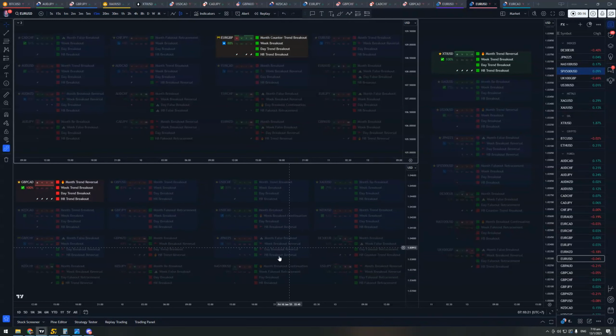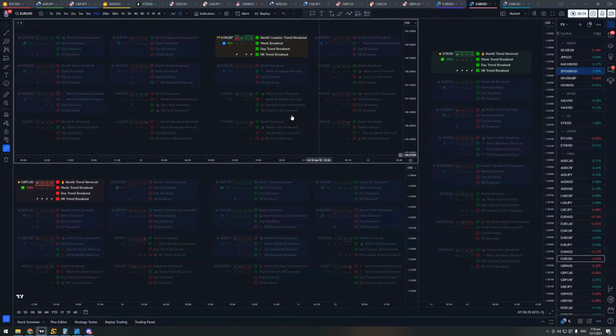It just tells me that these pairs have good conditions to take possible trades, possible setups for me. So when these pairs get lit up, this tells me that all the criteria that I'm looking for have been met. But again, it doesn't tell me that these are going to be 100% trades. It just tells me that these are pairs that I have to look at a little bit closer.